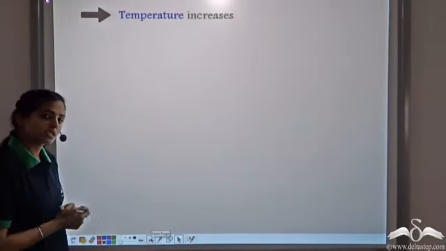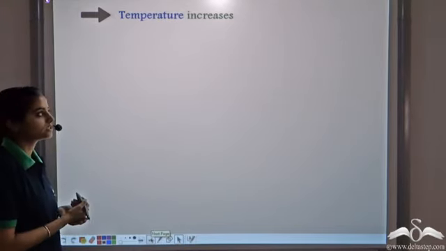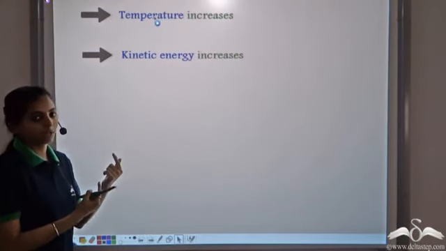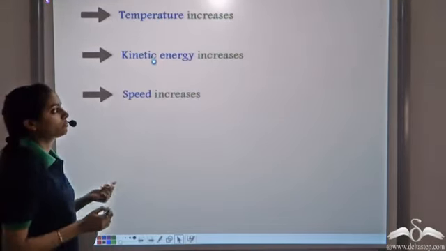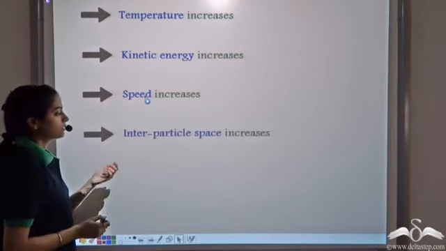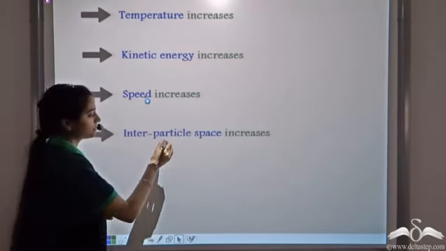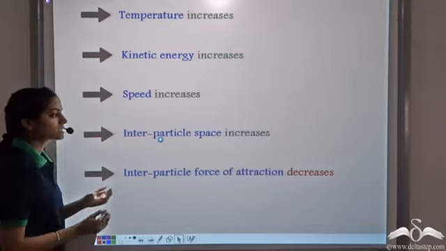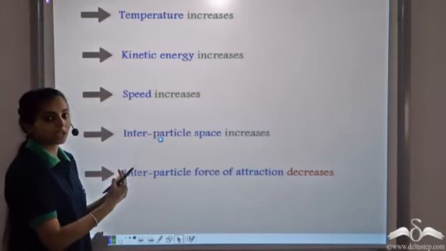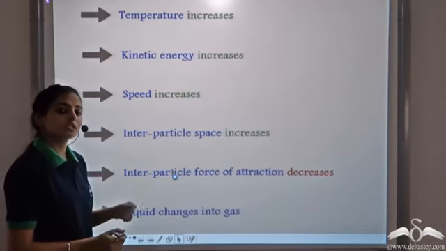Let's revise how this process of boiling takes place. As the temperature increases, you provide heat energy to the liquid. That increases the kinetic energy of the particles. As the kinetic energy of the particles increases, the speed of the particles also increases. Due to this, the interparticle space between the particles increases. As the interparticle space increases, the interparticle forces of attraction between the particles decrease, and therefore the liquid changes into the gaseous form.